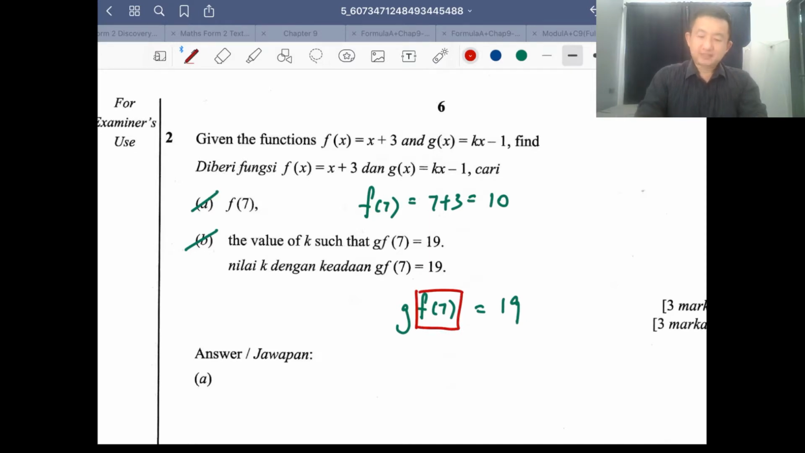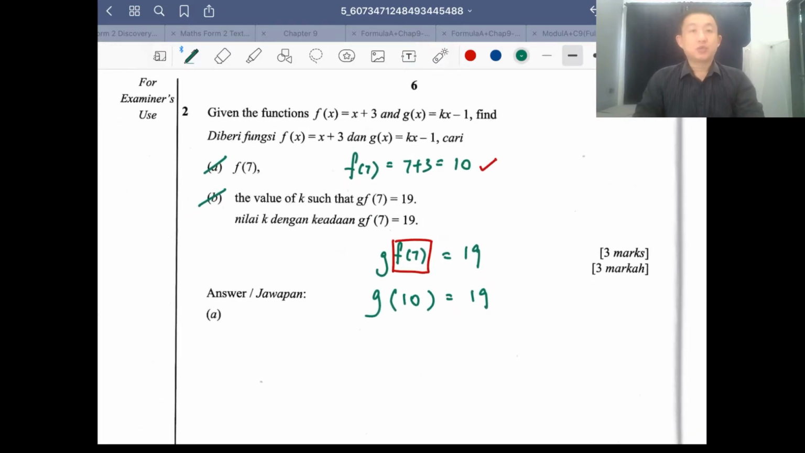Do you know the answer for f(7)? You do, it equals 10. So you can replace f(7) with 10. g(10) equals 19. You can substitute x into the equation of g(x). So 10k minus 1 equals 19. The value of k. Okay?